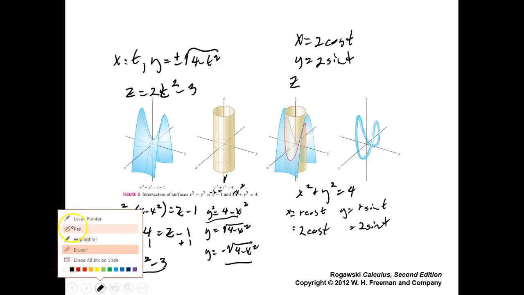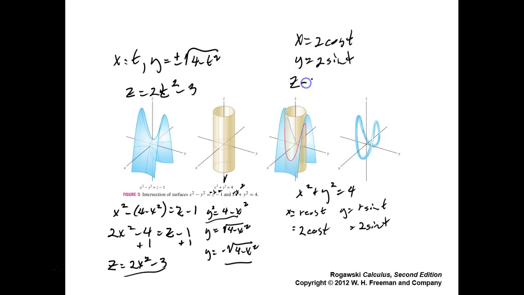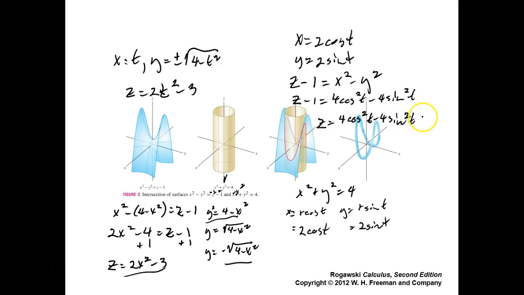Okay. Here's what I'm going to do. See, this z minus 1 is equal to x squared minus y squared. Plug them in. So z minus 1 is equal to 4 cosine squared t minus 4 sine squared t. So z is equal to 4 cosine squared t minus 4 sine squared t plus 1. So there's another parameterization. The first did it basically rectilinearly, the other did it sort of polarly, you know.